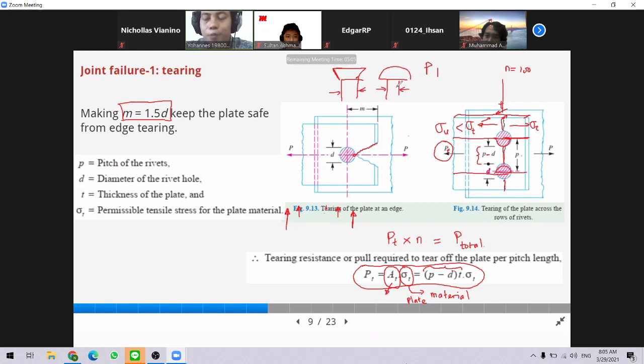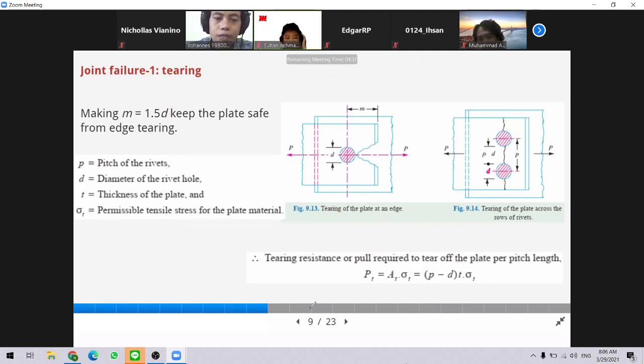Okay, so the point is that the method to calculate the strength of the rivet joint does not depend on the type of rivet, but depends on the material of the rivet and the geometry of the joint. That's the answer, Sultan. Okay, sir. Thank you very much, sir. You're welcome.